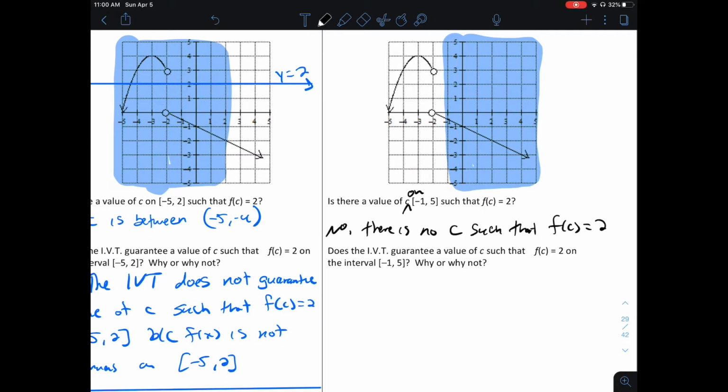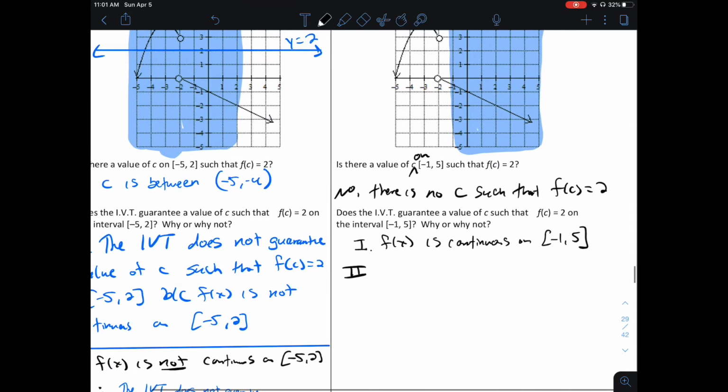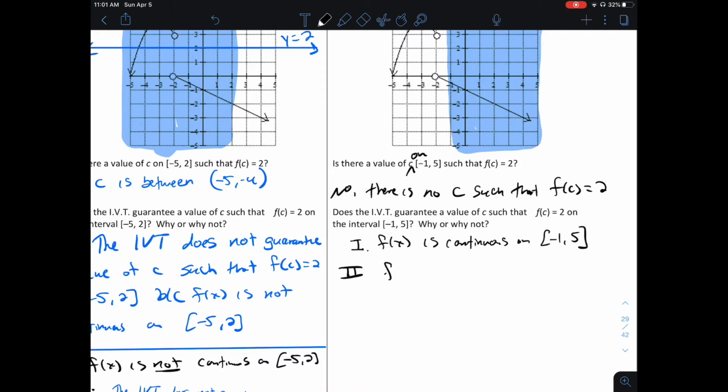Does the IVT, the intermediate value theorem, guarantee a value of c such that f of c equals 2 on this interval? Well, the first thing you look at, is it continuous? And it sure is. f of x is continuous on -1 to 5. So that's not the issue. The issue is that f of a, in this case, I don't want to use the letter, I want to use the actual number. f of -1 is supposed to be less than f of c, which is supposed to be less than f of 5. And we know what f of c is. I'll just write the number in there. It's 2.